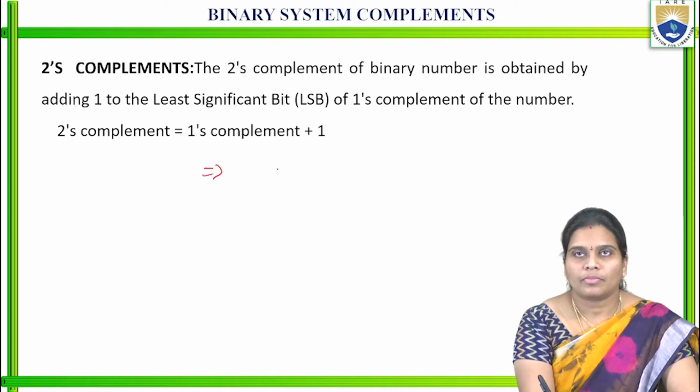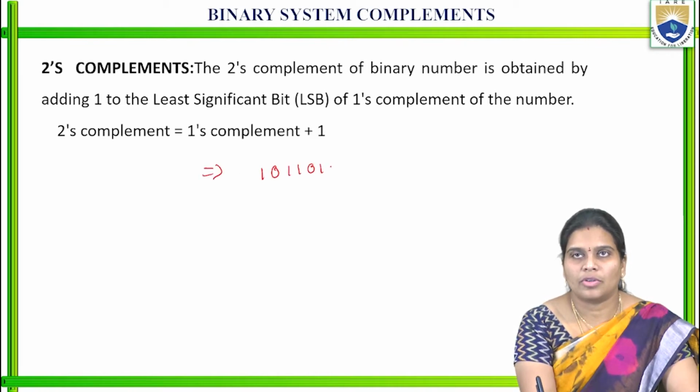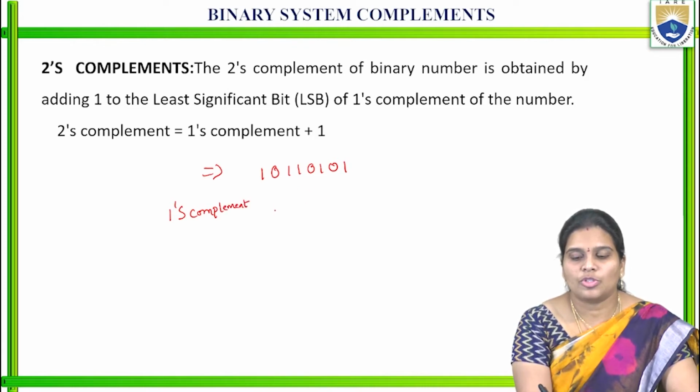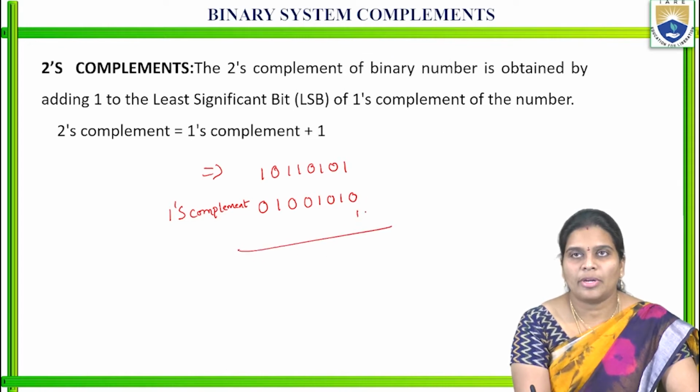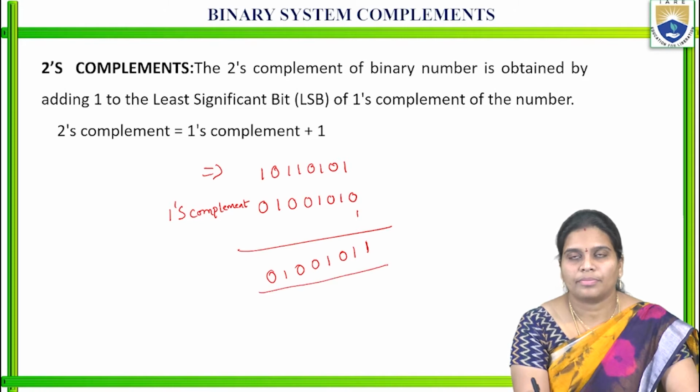Okay, 1 0 1 1 0 1 0 1. This is the original binary value. First we apply the 1's complement. The 1's will change to zeros, zeros will change to ones: 0 1 0 0 1 0 1 0. Now I want the 2's complement. In the LSB bit we add the 1. So 1 1 0 1 0 0 1 0. This is the 2's complement.